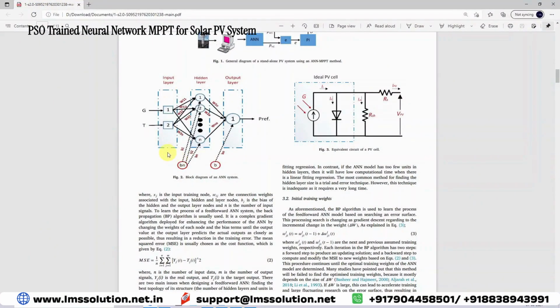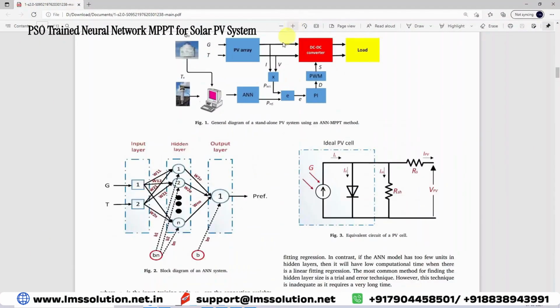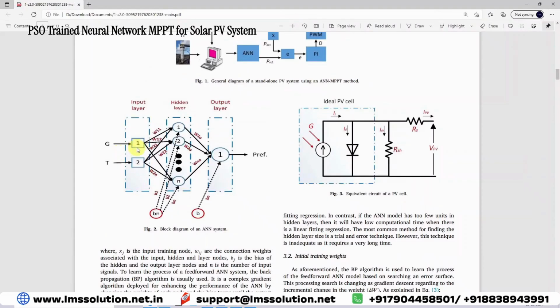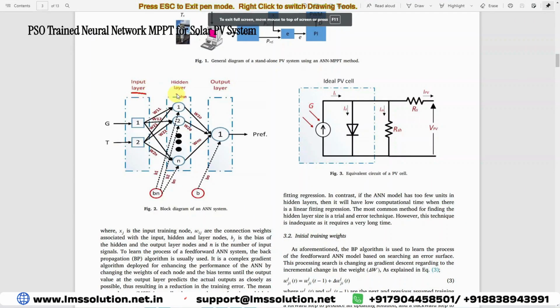This is the structure of an artificial neural network. It consists of different layers called the input layer, hidden layer and output layer. Each layer is connected by means of weights. For example, consider the input layer and hidden layer. There are different connections, and each connection has a different weight. For example, W11, W12, W21. These are the weights used for connecting these two layers, input and hidden layer.